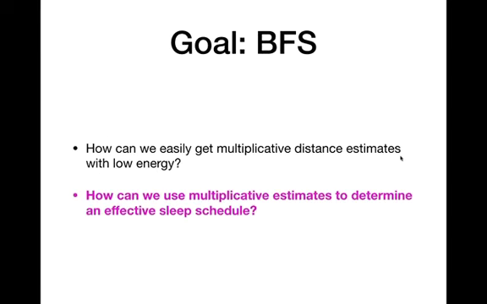Okay, so we can get multiplicative distance estimates using low energy. And that brings us to the second part, which is, given that we can get multiplicative estimates, how can we use them to determine when we should sleep and when we should wake up? And remember that this is not as simple as just saying, let's sleep until the lower end of the lower estimate and then wake up and stay awake until the upper estimate, because that could be a linear amount of time.